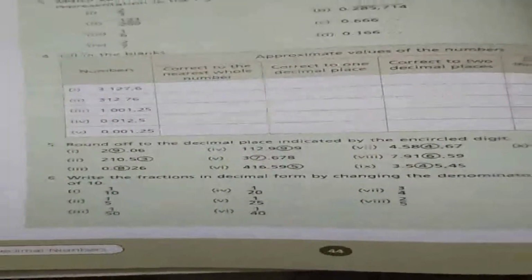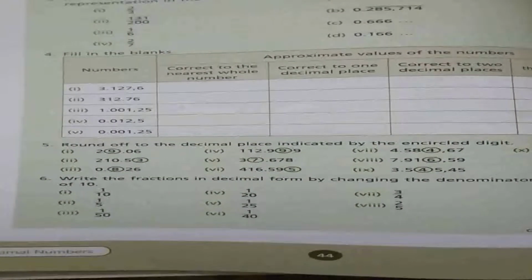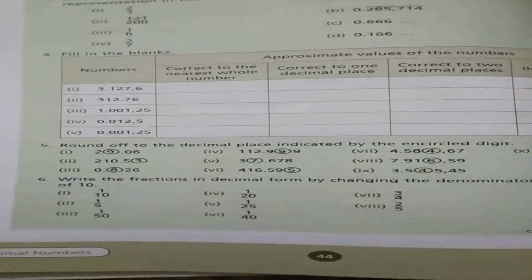Now we will discuss question number 4 and 5 later on. I am moving to question number 6, which you have to do on your copies. Okay, question number 6.